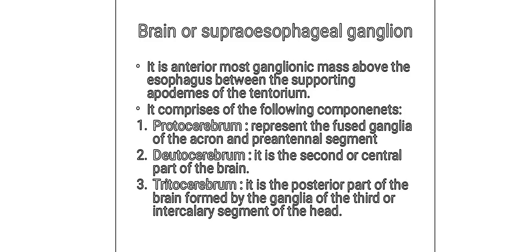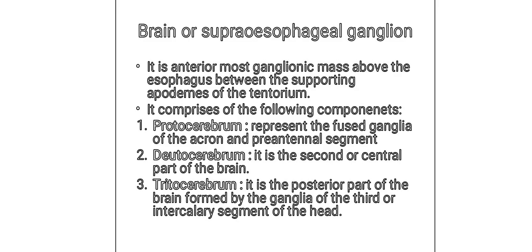If you talk about the components of the supraoccipital ganglion, you will find that they have the protocerebrum, deuterocerebrum, as well as tritocerebrum. The protocerebrum represents the fused ganglia of the acron and the pre-antennal segment. These ganglionic structures are present in the pre-antennal segment. It forms the anterior most portion of the brain.